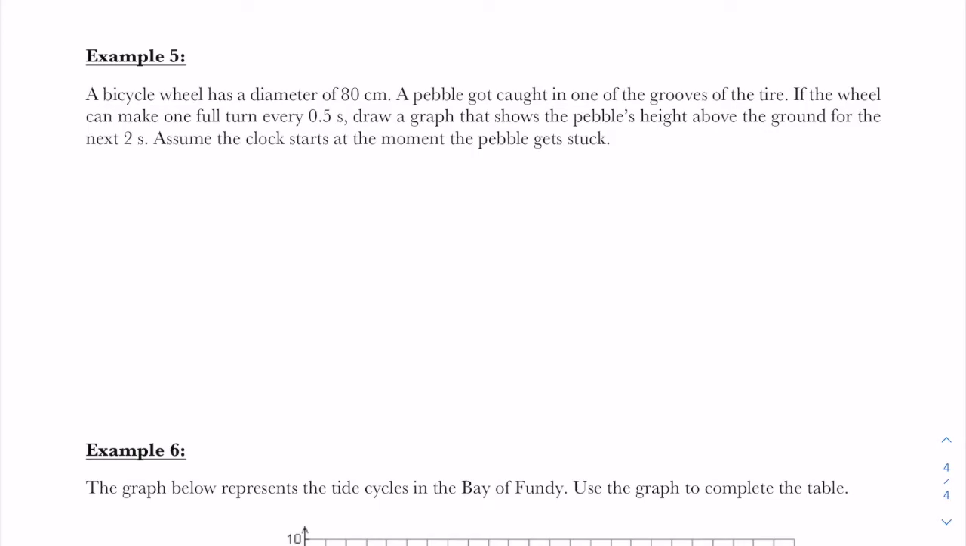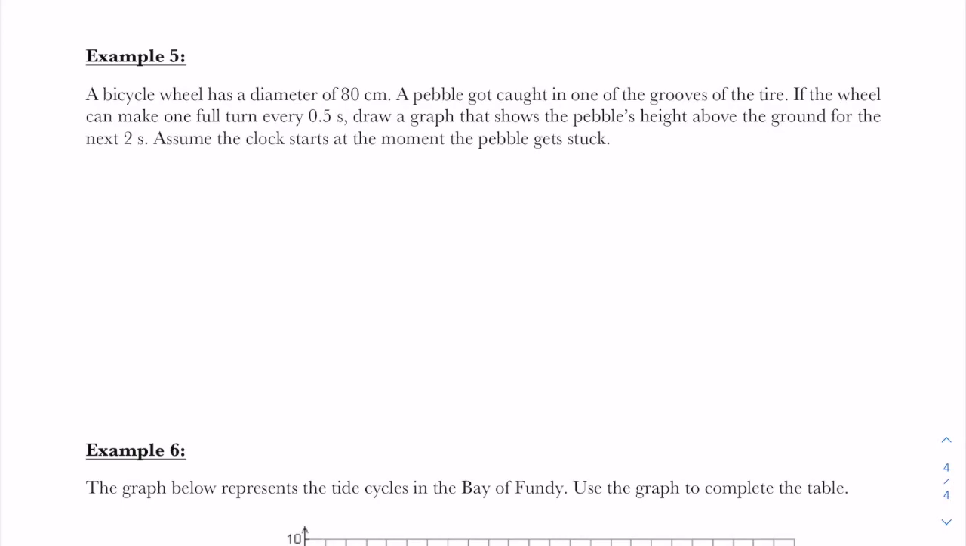We have a bicycle wheel with a diameter of 80 centimeters. Imagine that a pebble got caught in one of the grooves, and if the wheel can make one full turn every half a second, we're going to draw a graph that shows the pebble's height above the ground for the next 2 seconds. For simplicity, we're going to assume that the clock starts at the moment the pebble gets stuck.